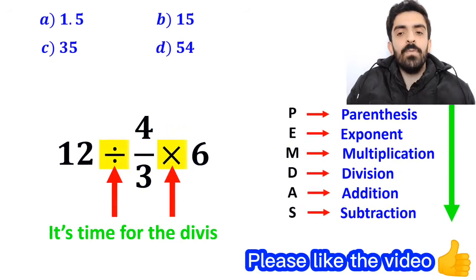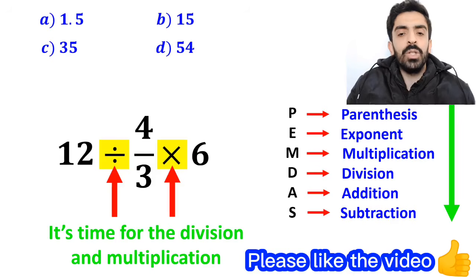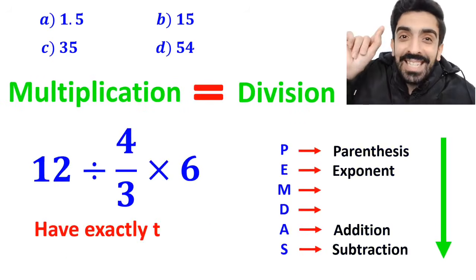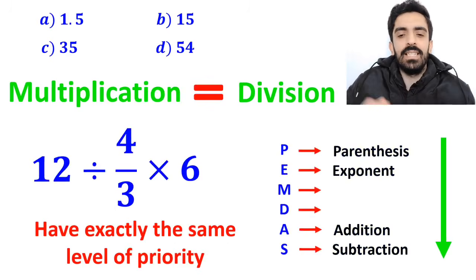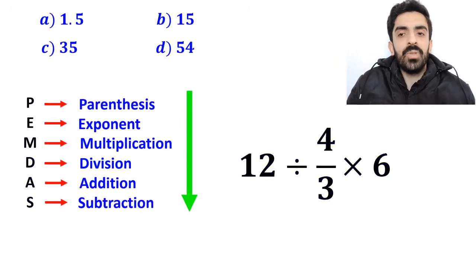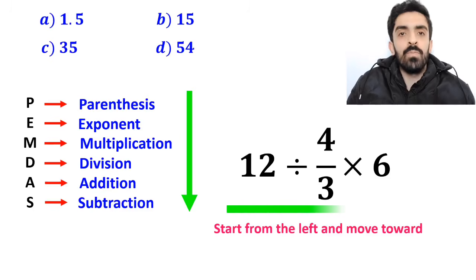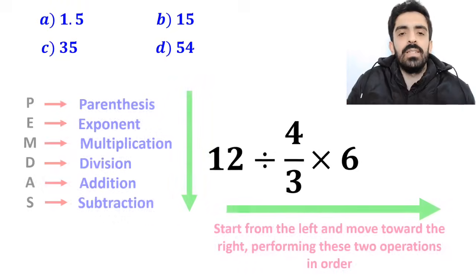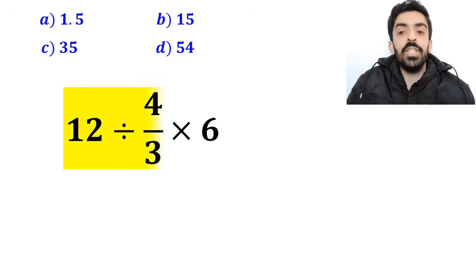Now it's time for the division and multiplication. However, it's very important to note that according to the PEMDAS rule, multiplication and division have exactly the same level of priority. In this situation, the best strategy is to start from the left and move toward the right, performing these two operations in order. So, we start with the expression 12 divided by 4 over 3.